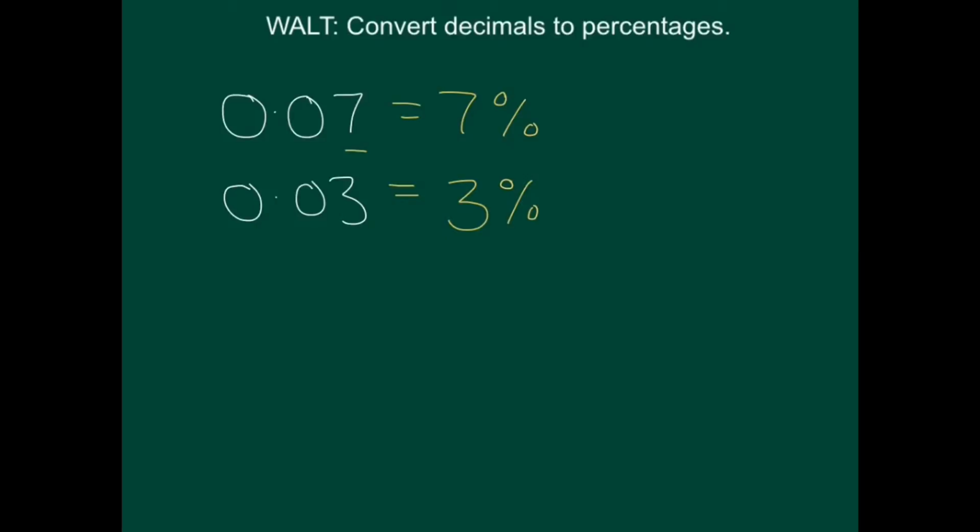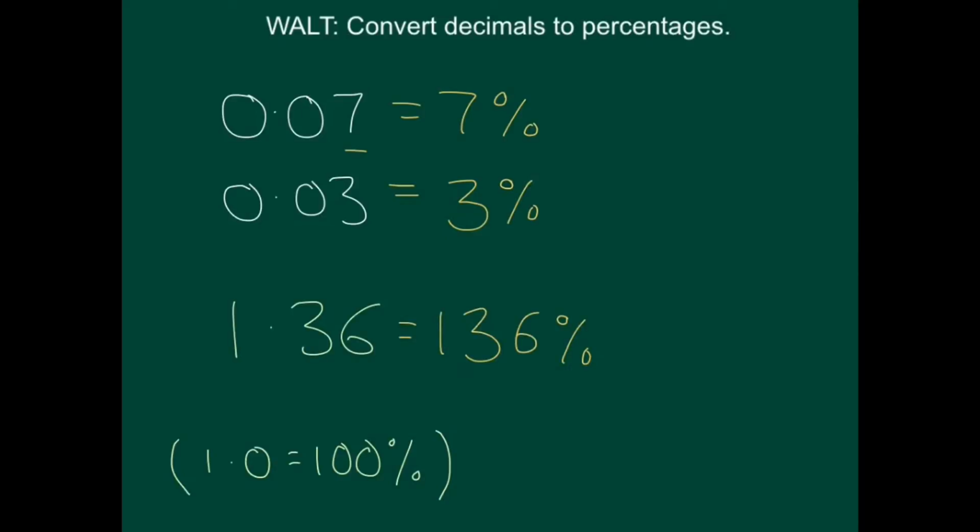Now, what do we do if we end up with a big decimal, like 1.36? What is that going to convert into as a percentage? Well, we know that 1.0 is 100%. And this is bigger than 1.0, so it must equal 136%.